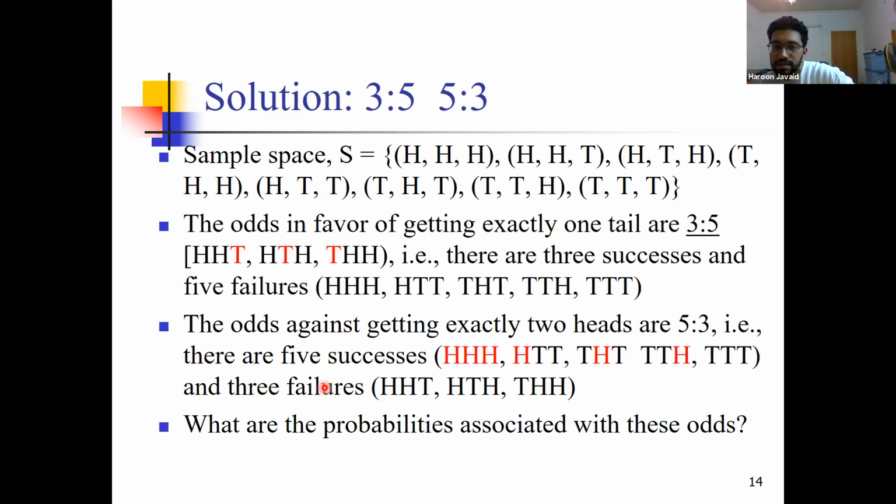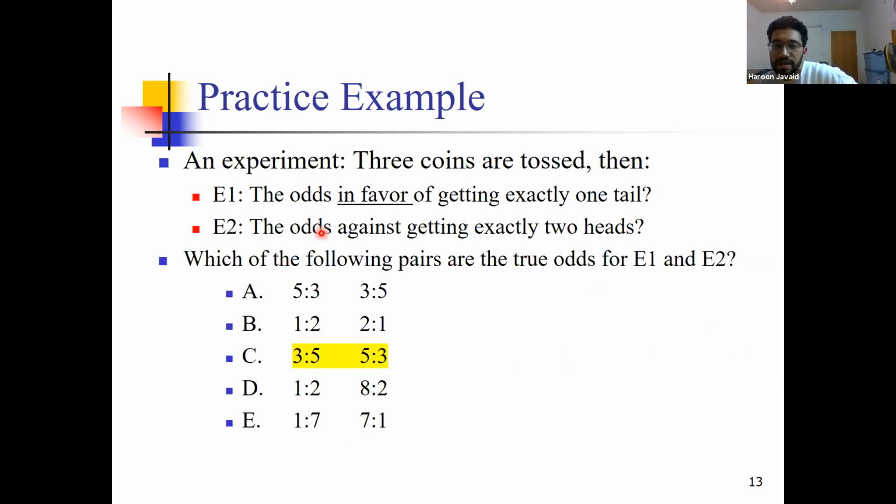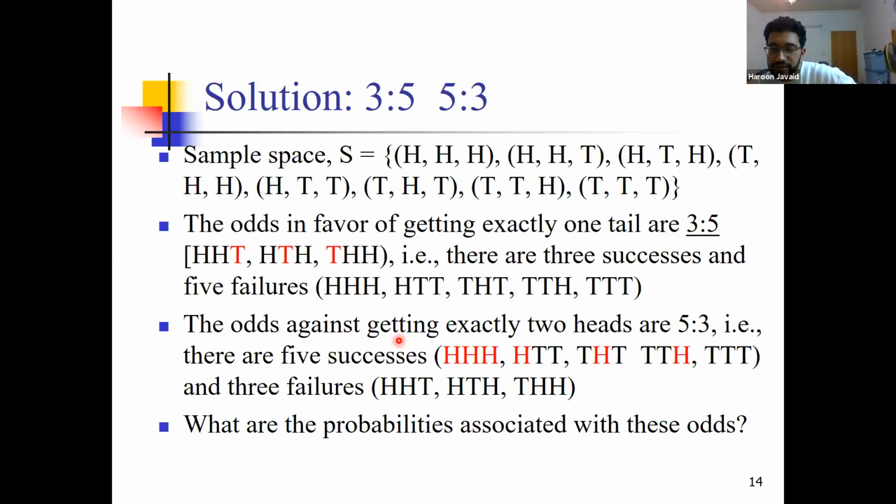They asked about the odds against getting exactly 2 heads. So basically we are calculating 1 minus 2 heads. That's the way we're going for this. We want to find out the successes. Make sense?